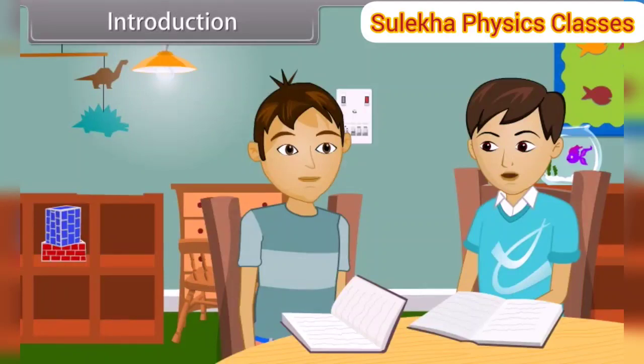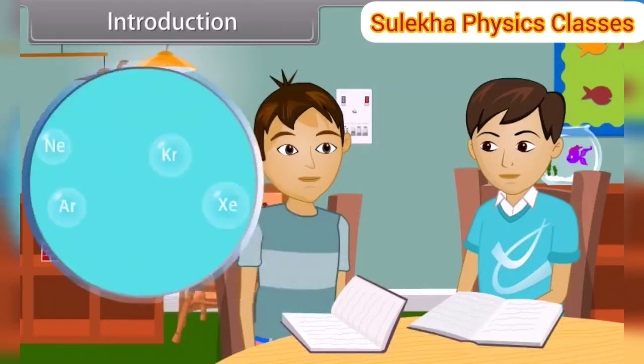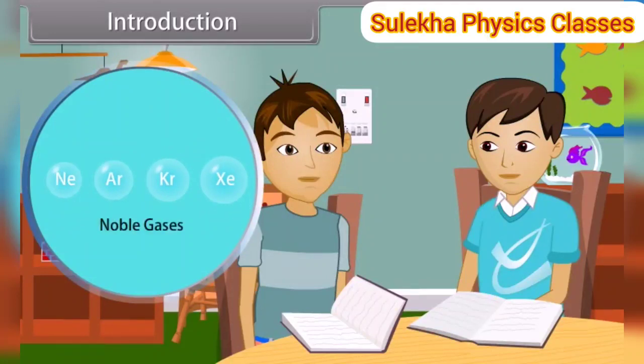Okay, and what are the names of these gases? Neon, argon, krypton, and xenon, all together known as noble gases. Akash, don't you know that these elements are the members of P block in the periodic table? No, I don't know, but I want to know more about it.